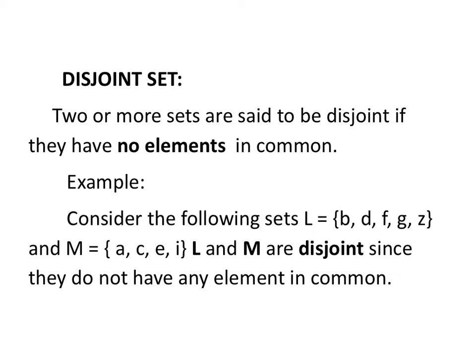Disjoint set is another type of set. Two or more sets are said to be disjoint if they have no elements in common. No elements in common, we say the two sets are disjoint. Consider the following sets: L, which is B, D, F, G, Z. That is, L contains elements B, D, F, G, and Z, while set M contains A, C, E, and I. And as we can see, set L and set M have no element in common, and so they are said to be disjoint.